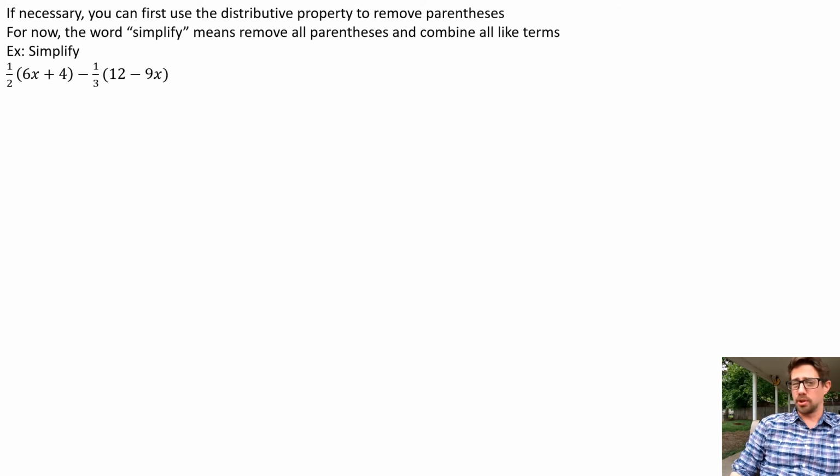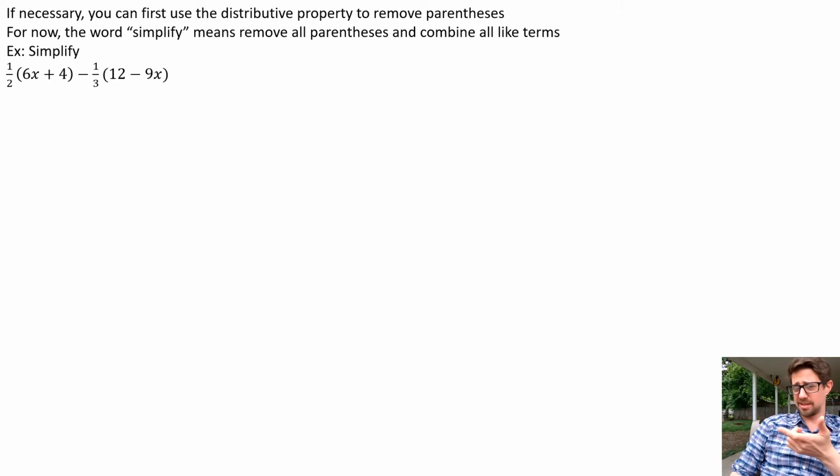For example, you will 100% see something a lot like this on the test: 1/2 times parentheses 6x plus 4, minus 1/3 times parentheses 12 minus 9x. And the instructions are just going to say simplify. So it's on you to know what I mean. Start by using the distributive property forwards to get rid of all the parentheses.